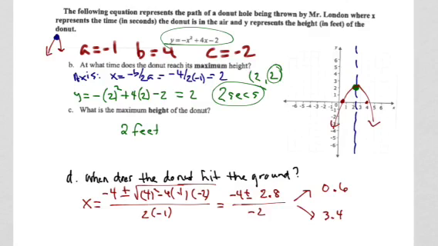So we want to know, when did the donut land? Well, the donut would have landed at that point right there. All right, so when does it hit the ground? That would be at 3.4 seconds. All right. Hopefully yours don't turn out quite so nasty as that one today. I think they're going to come out a little bit nicer, but this was a good example.